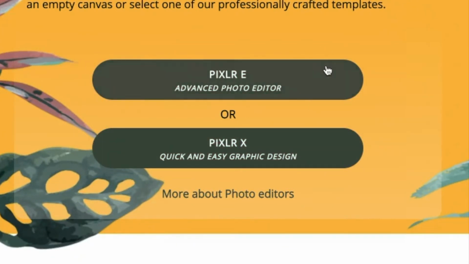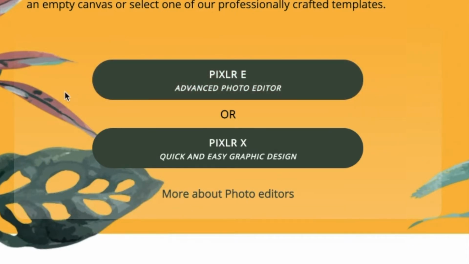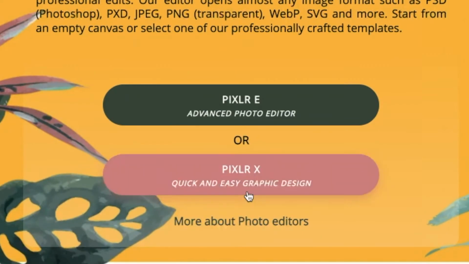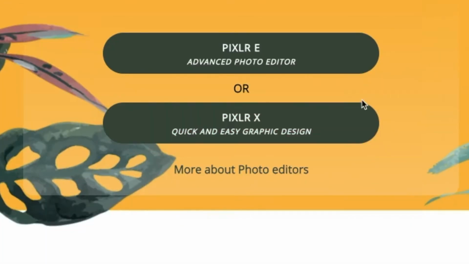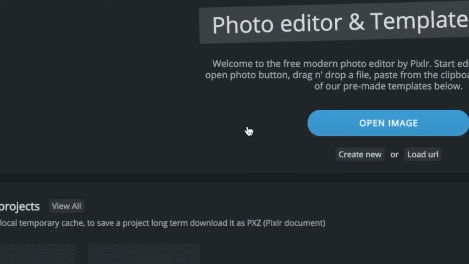Pixlr E is like a more advanced photo editor where you are cutting out images and objects, and it's a lot more like Photoshop. Pixlr X is really nice if you're just getting started in digital artwork, which is what we're going to jump into today for this project.